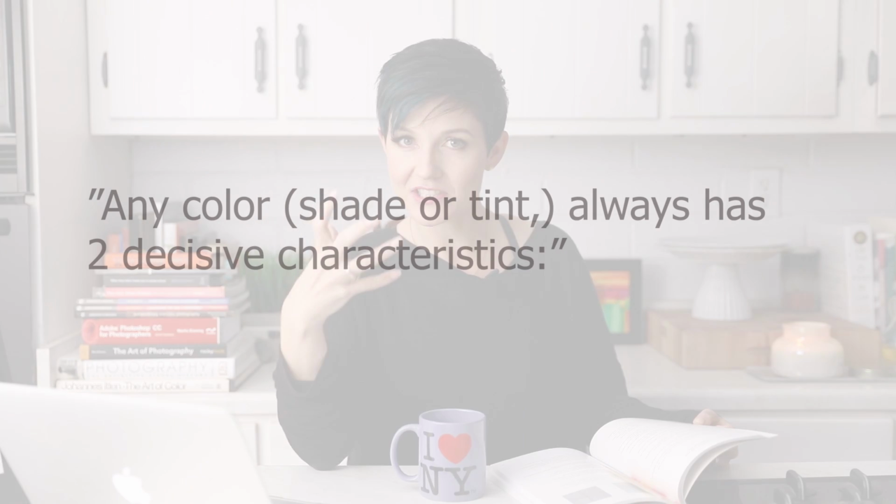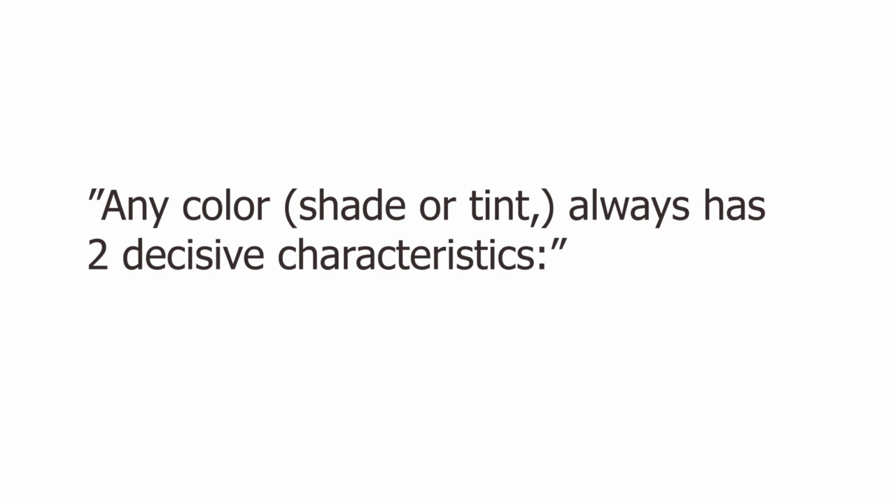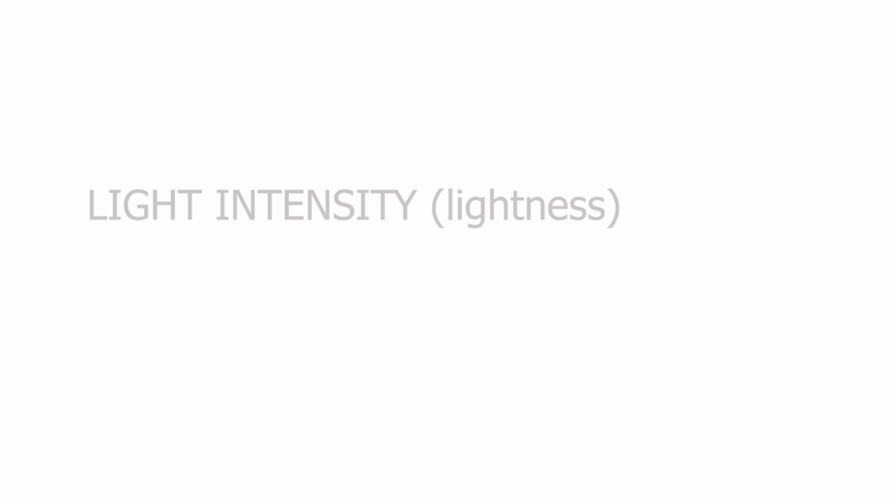He says on page 34 that any color, whether that's shade or tint, we can refer to that as hue, always has two decisive characteristics. That there is color intensity, which he also refers to as brightness. Some people refer to this as saturation, like how red is that red, and light intensity, which he calls lightness. And that is just the idea of if we have red, how much white is in that red, taking it toward pink, or how much black is in that red, taking it more to the maroons and the burgundies.